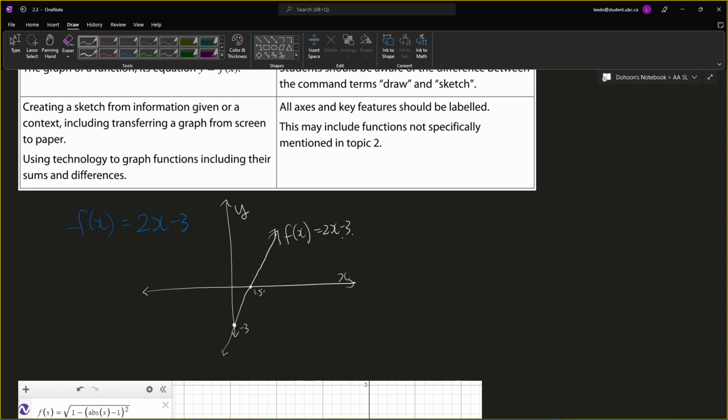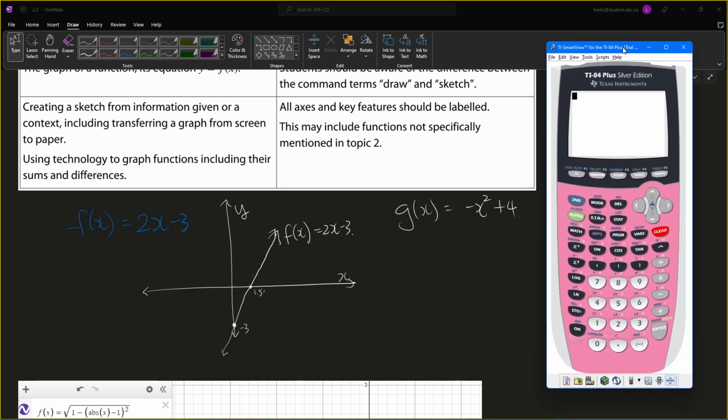Now let's try to draw something. Let's use g of x equals -x squared plus 4. First, let's take a look what it looks like on a graphing display calculator. For those who don't know how to use it, I'll explain them in class in depth on how to use this. First, let's type all the information. Negative x squared plus 4.